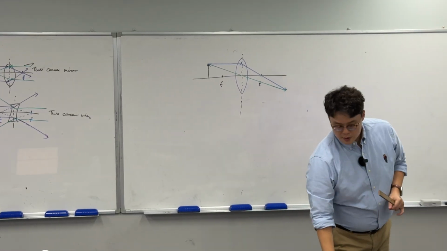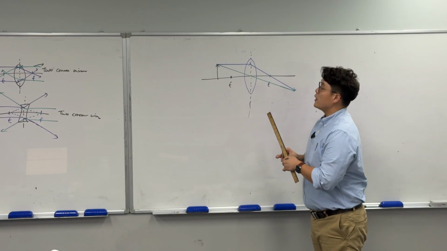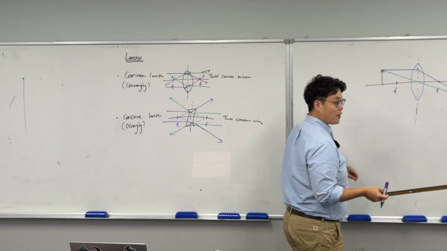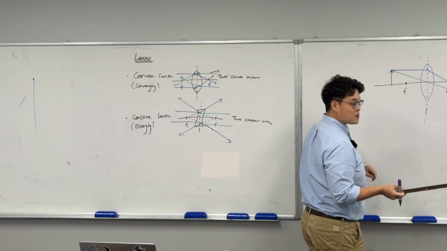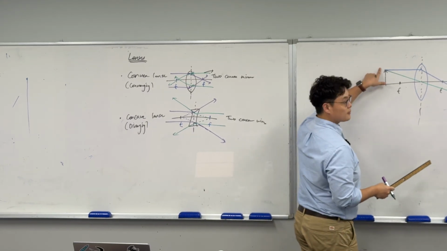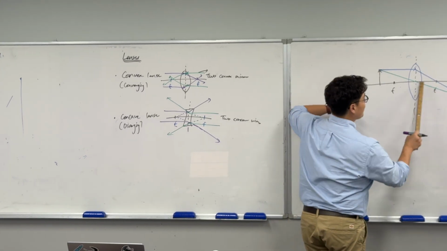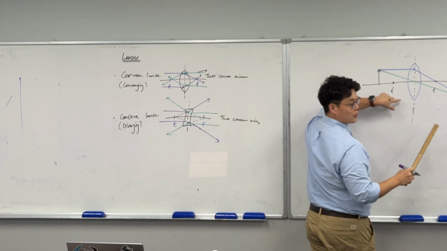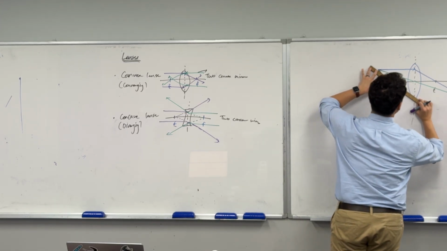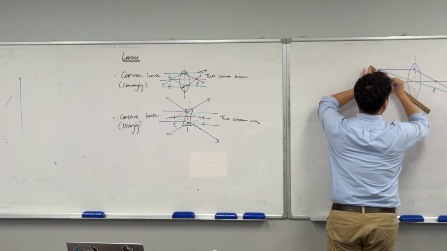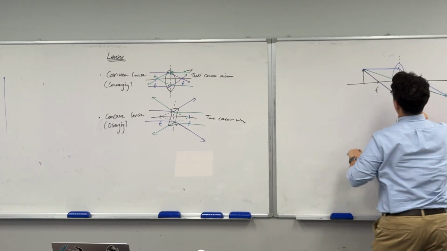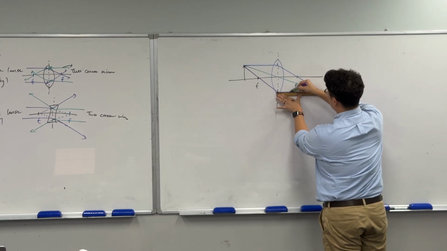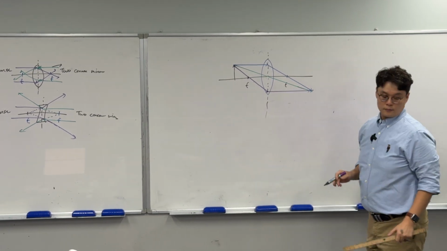Ray 3, or sometimes ray 2 in school, from the head to the focus. Which one? We're using the first one here. It goes like that. It goes up like this. Okay, and then parallel. That's ray 3.